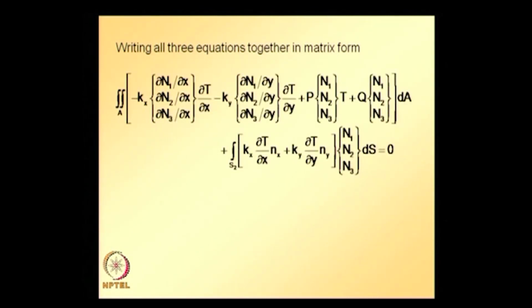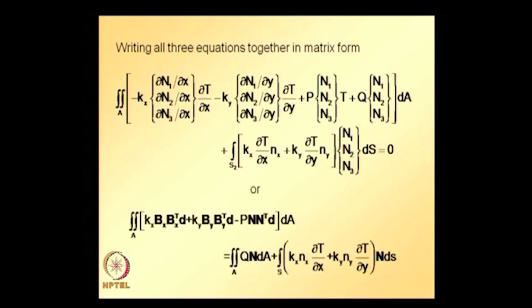which can be further simplified by writing the equations corresponding to N1, N2, N3. Writing all 3 equations together in matrix form, we get this equation. And here the boundary integral over S2 actually gets changed in the second equation to the boundary integral over the total boundary S.